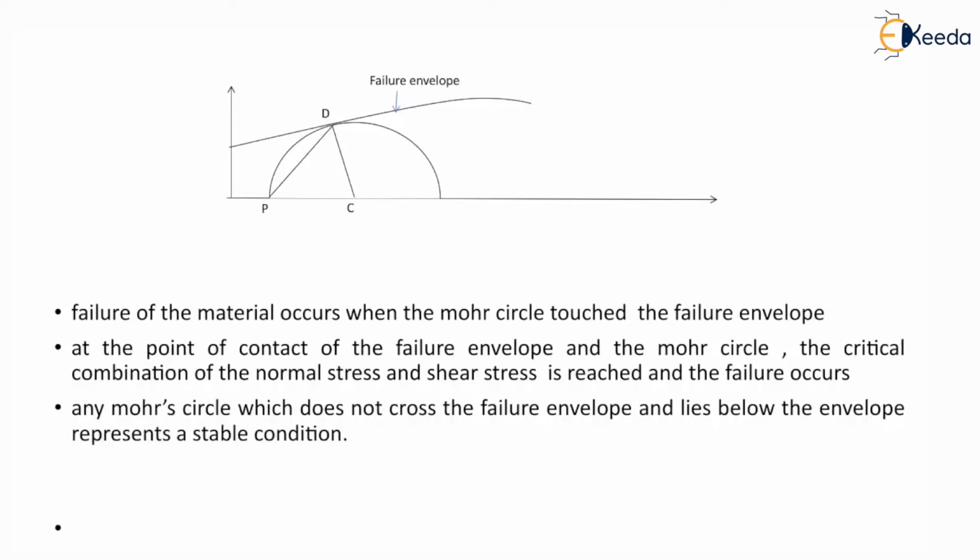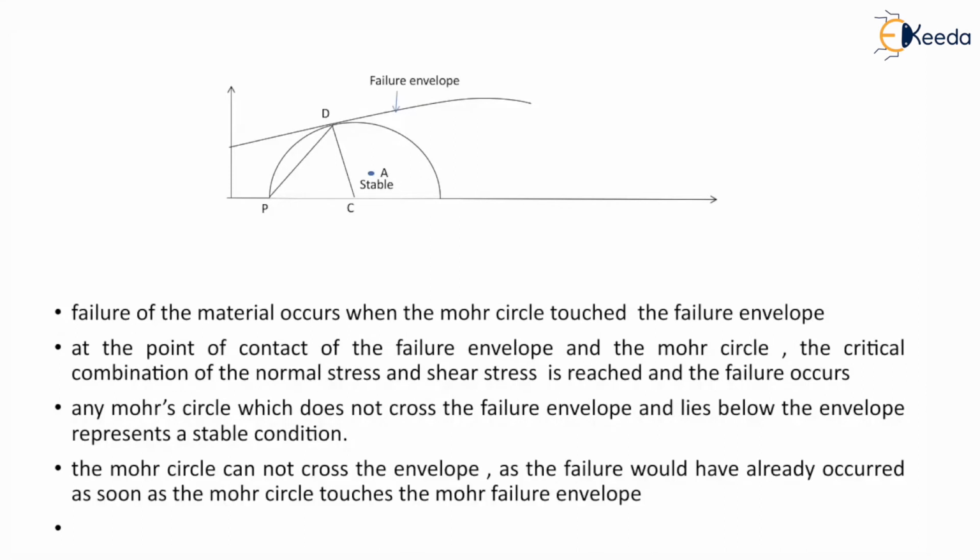Any Mohr circle which does not cross the failure envelope and lies below the envelope represents a stable condition. Here point A lies within the Mohr circle. Hence it is stable, meaning at that point failure would not occur. The Mohr circle cannot cross the envelope, as the failure would have already occurred as soon as the Mohr circle touches the Mohr failure envelope.